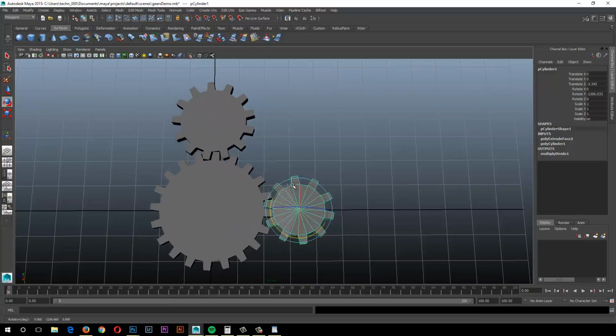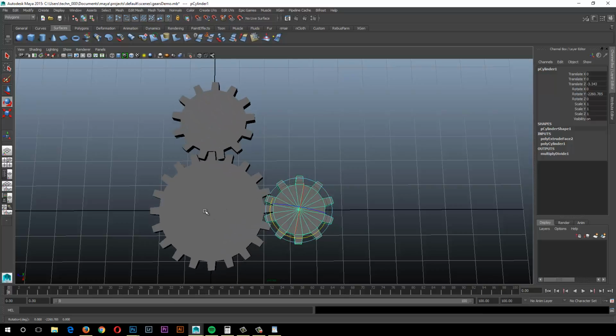And it's nothing special. It's a multiply divide node saying this gear rotates a percentage of what this gear is rotating. And same here, this gear is a percentage of what this gear is rotating. The math is just really simple, basic multiplication.